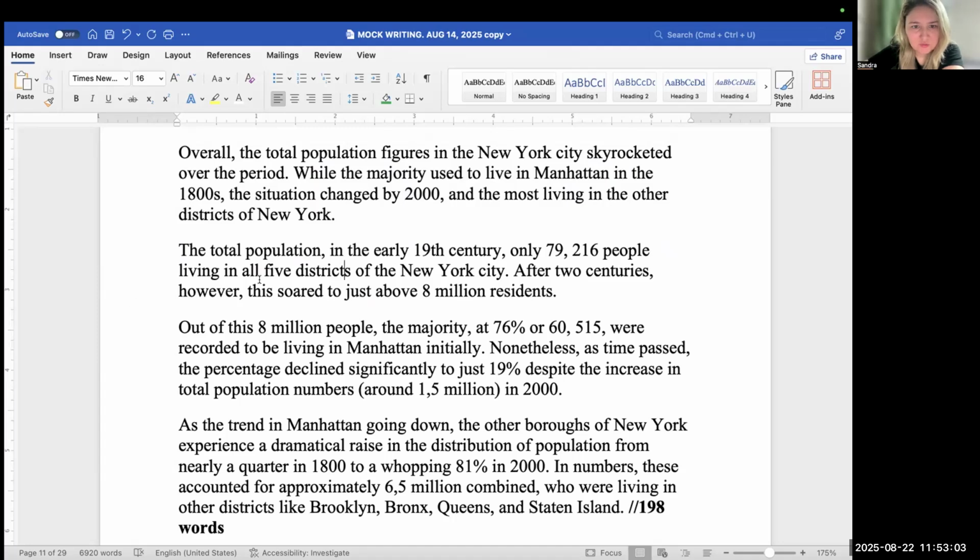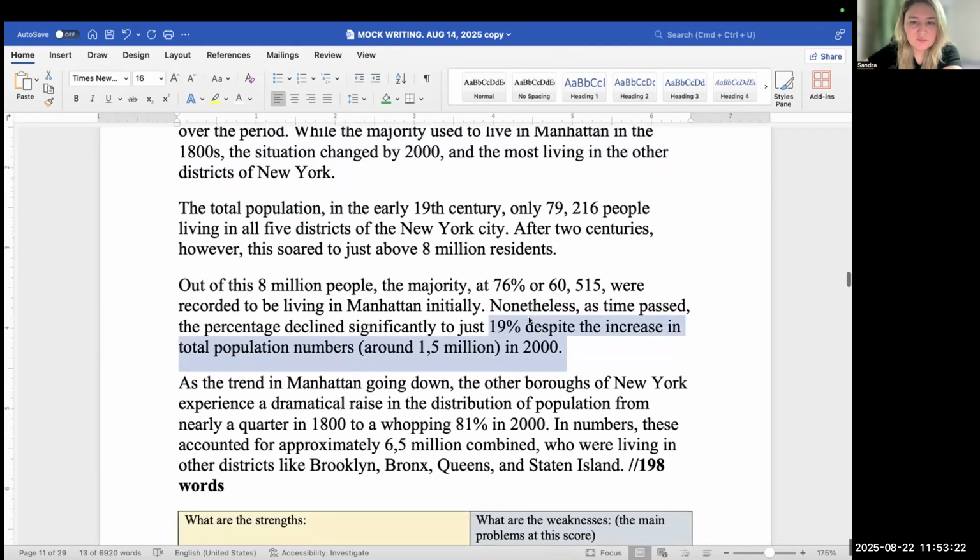Okay, after choosing with this sort, so we have, as you see, however, out of this, whoa, this is such a nice referencing tool to the previous one. Majority, nonetheless, as time passed, the percent declined despite this increase. I love it. Okay, this part is not quite clear, and you will understand that when you compare it with a better level of writing, but it's not quite clear where the increase is happening. As the trend, okay, there's a mistake again, but I like how smooth it is introducing this and then linking it to the previous one. So I love it.